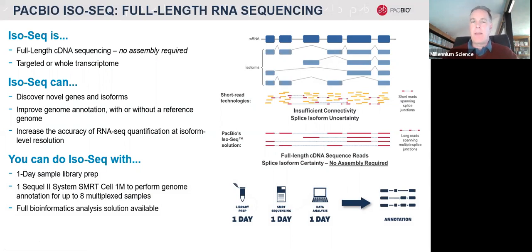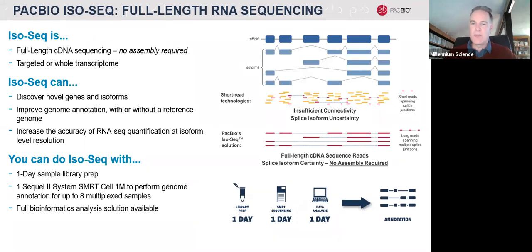What PacBio calls transcriptome sequencing is ISO-Seq, because ISO is for isoforms, and so they're sequencing full-length messenger RNA, and they're able to pull out all the isoforms that are there. We'll go into this in a little bit more detail, but as the diagram on the right shows, this is quite a difficult thing to do with short read sequencing, because the chances of getting a short read that bridges the intron-exon junctions, those splice sites, is quite rare.